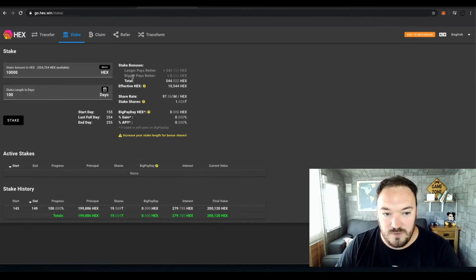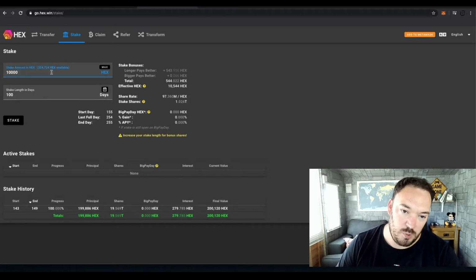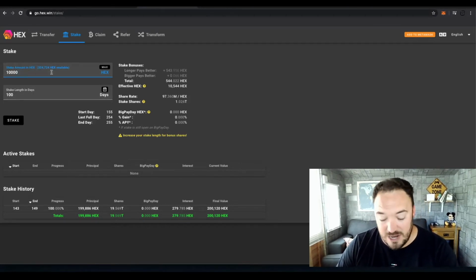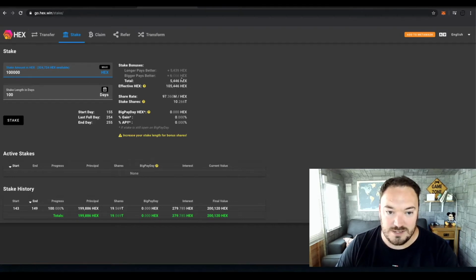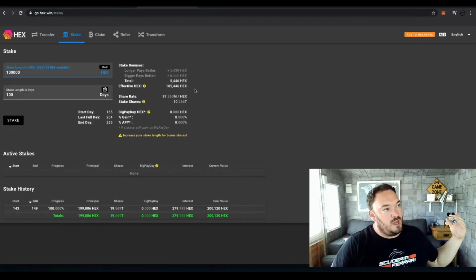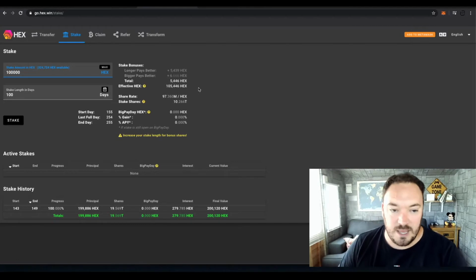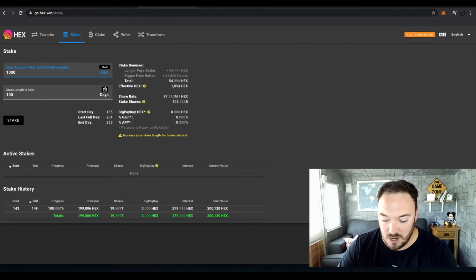The same goes with this one here, which is the bigger pays better. The more hex you put in, so if I was to add an extra 0 on here, the amount of hex that I get, you think would just go up by 1 zero, because obviously I'm doing 10 times the amount, but it doesn't. It actually goes up 2 lots of zeros, and that's because you qualify for multipliers that would give you a better reward for staking bigger amounts over longer time. Doesn't mean you have to.